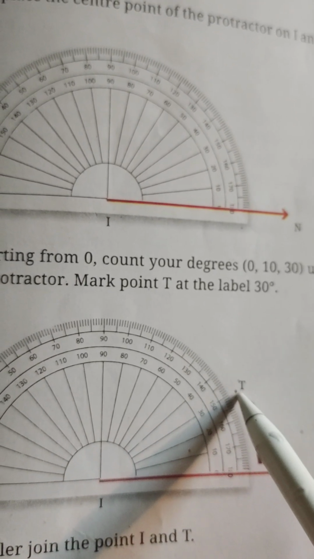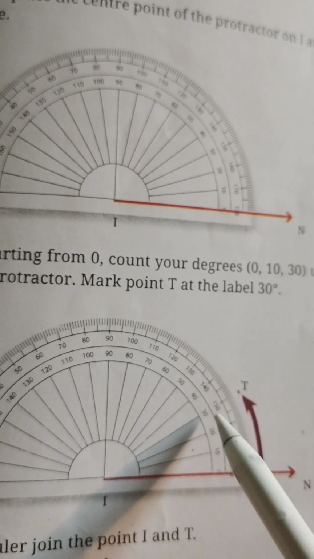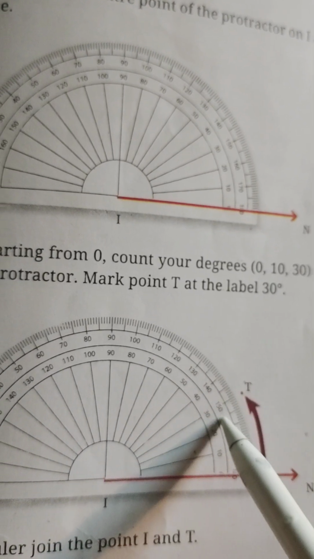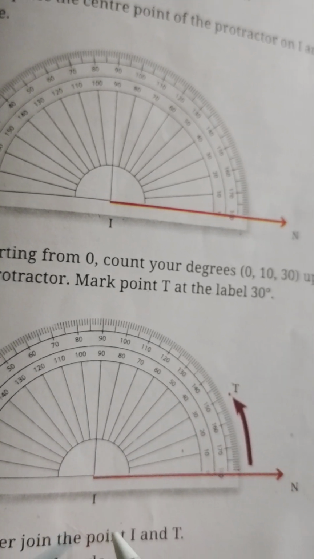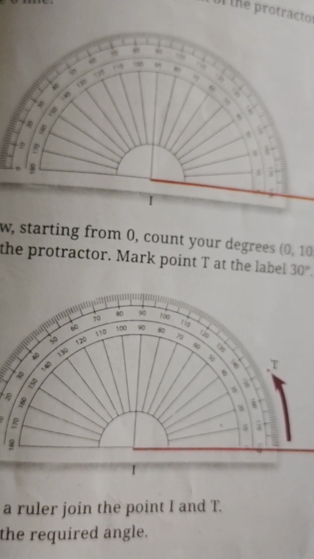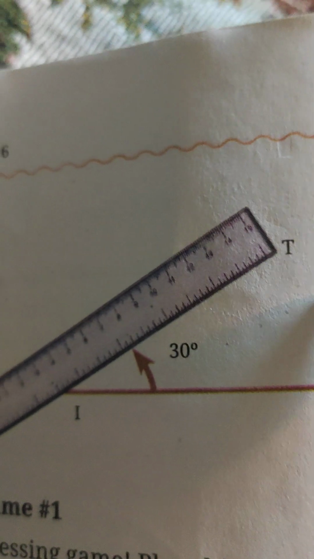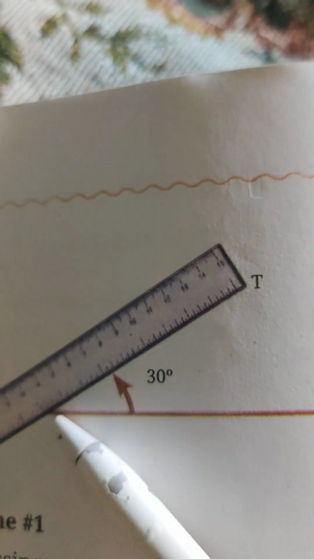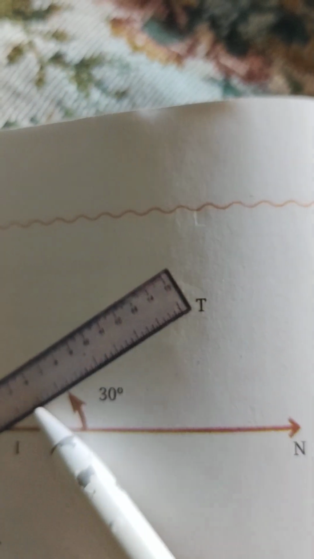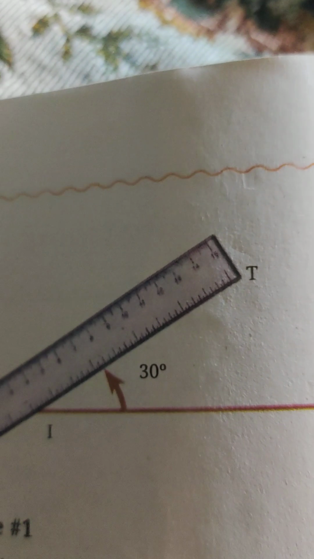You will put a mark here. You marked it as T. I think I marked it as K. And then you draw a line from K to I, and between the two, at the point I, that is the vertex, you get 30 degrees. That's how an angle is measured and made.